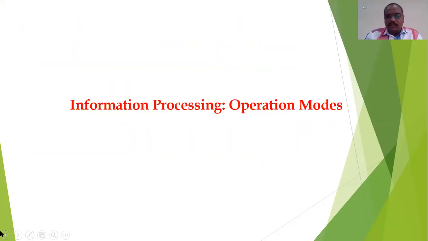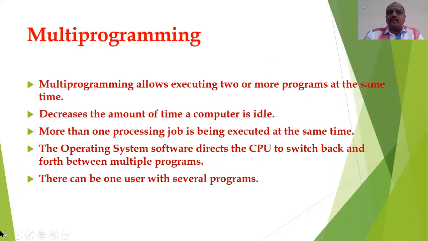Next, we are going to discuss information processing operation modes. How can we work on this information processing? Here, we have different methods or modes. The first one is called multi-programming. Multi-programming allows executing two or more programs at the same time.